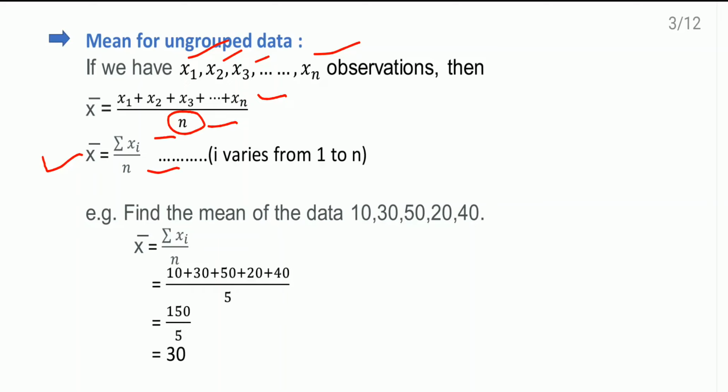So here, this is the formula written here, which is equal to the sum of all the observations divided by the total number of observations. How many observations are there? 5 observations are there, correct? So here the sum comes as 150 by 5 and mean is equal to 30, right?